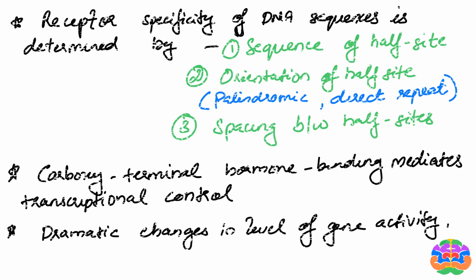The receptor specificity of DNA sequences is determined by three factors. First is the sequence of the half site, second, orientation of half sites, whether it is palindromic or direct repeat, and at last, the spacing between half sites. Carboxy terminal hormone binding mediates the transcriptional control. These receptors are capable of mediating dramatic changes in the level of gene activity.